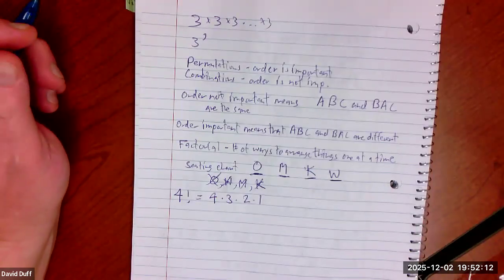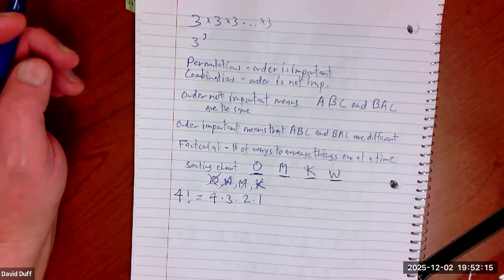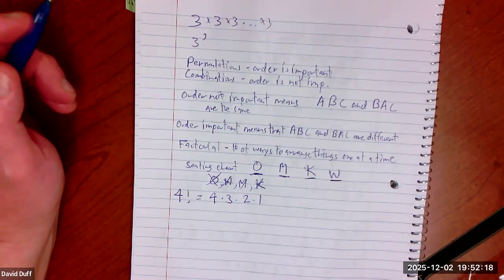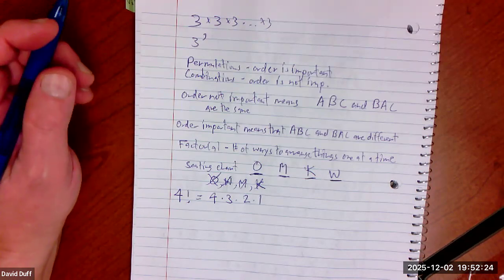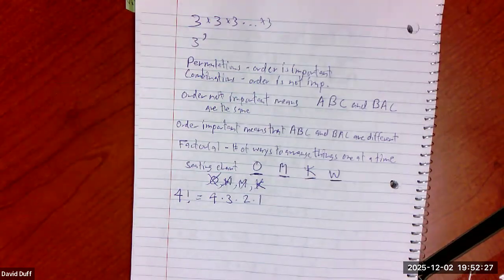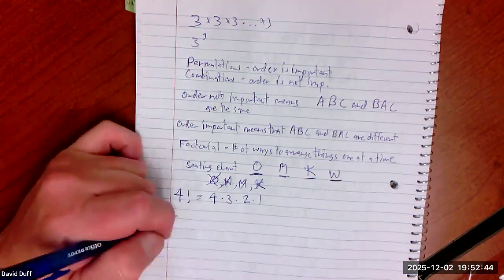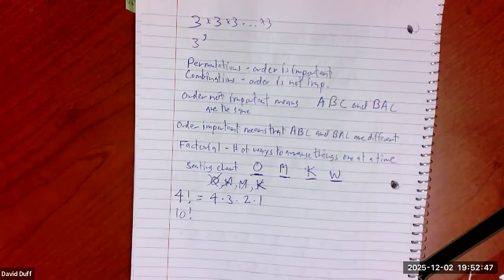That's a permutation, right? Because order does matter here. So this is a permutation. Like, let's say it's Thanksgiving dinner and you got the big table out, and you got it set up for 10 places because 10 people are going to come. Well, how many different ways can those 10 people sit in those 10 spots? And the answer is simple. 10 factorial. It's really quite amazing.